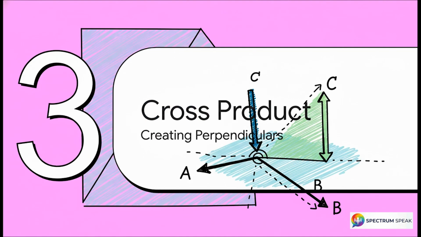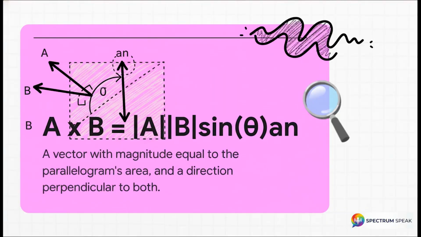Okay, so the dot product is great for checking if vectors are perpendicular. But what if you need to actually make a new vector that's perpendicular to the two you already have? Well, for that job, we need our second tool, the cross product. The cross product, A cross B, is a totally different beast. It actually creates a brand new vector.